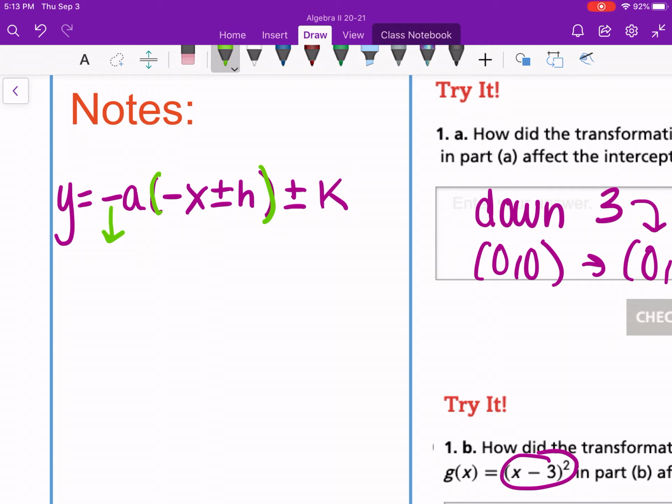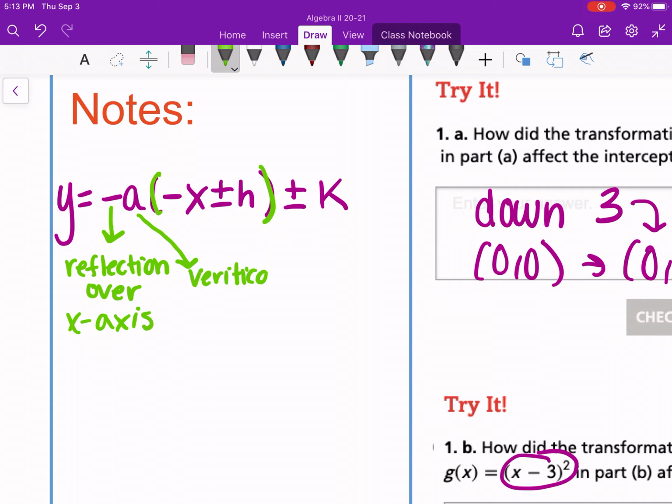So if there is a negative outside of the container, that is going to be a reflection over the x-axis. Again, if there's anything you write down, it has to be this. If there is a variable on the outside of the container, that is going to be a vertical stretch or compression.